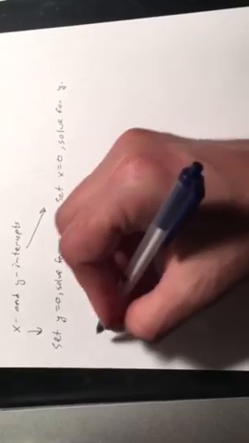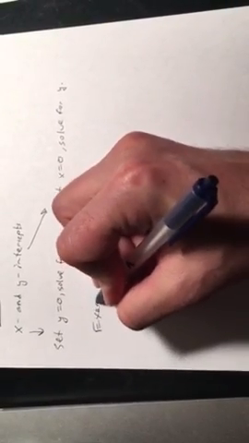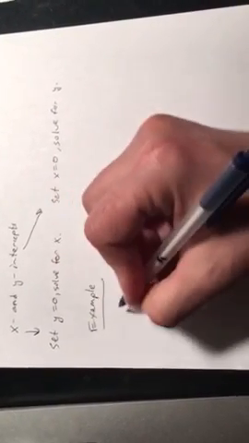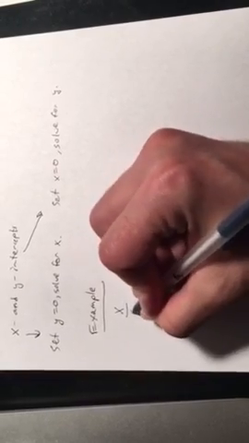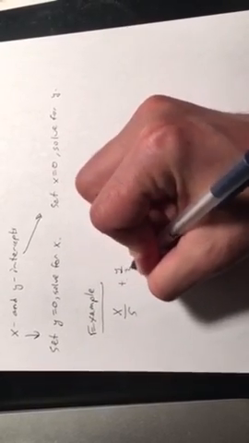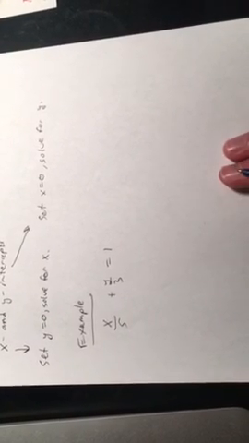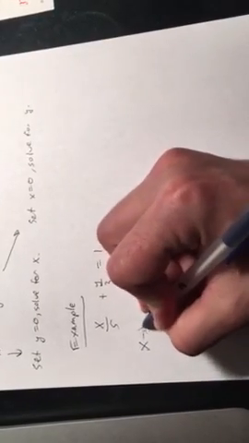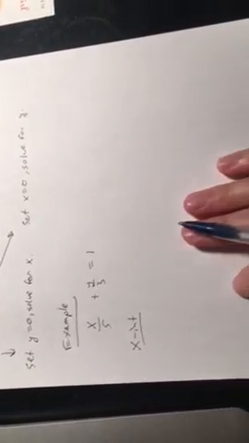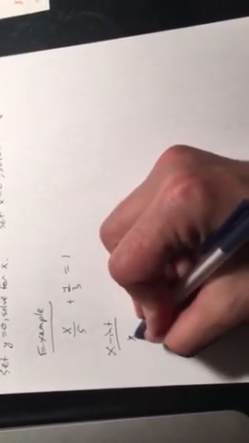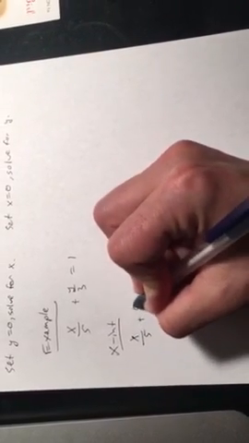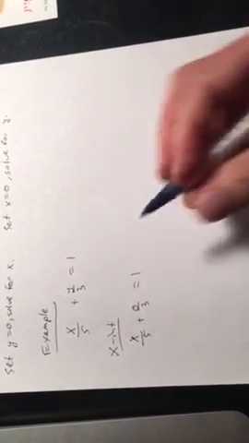So here's a short example. We have an equation x over 5 plus y over 3 equals 1. We can find the x and y intercepts very nicely for this equation. First, for the x-intercept, set y equal to 0 and solve. So we'll have x over 5 plus 0 over 3 equals 1.